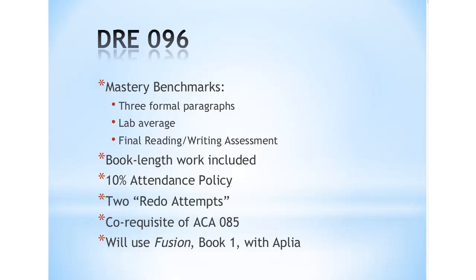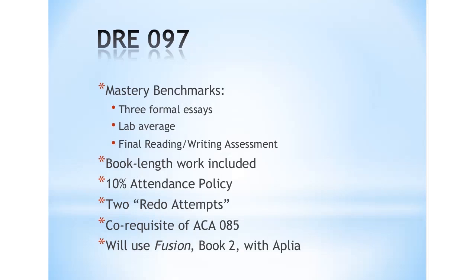using. For the 097, the structure of the course is going to look fairly similar. The mastery benchmarks for that course are 3 formal essays. Lab average has to be 80% or better, and then they'll have a final reading, writing assessment there. Also, book length work, 10% attendance policy, 2 redos. This course also has the co-requisite of ACA 085, but of course, if the student has already had that when he took the 096, then we won't make him take it again. And then we're using Fusion Book 2 for the 097 with the Applia Labs again.